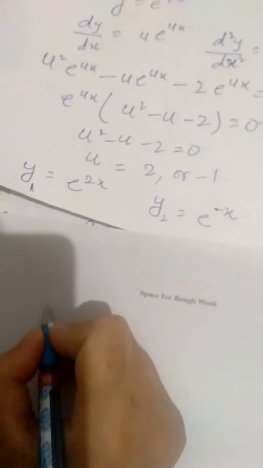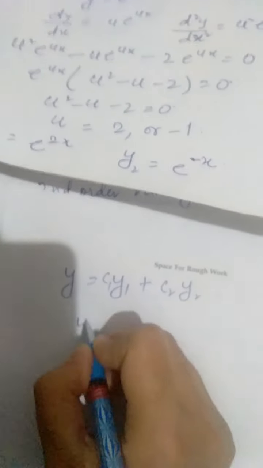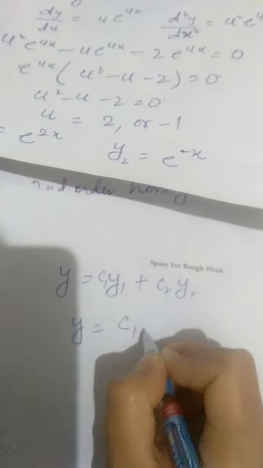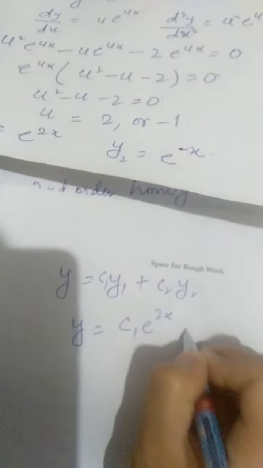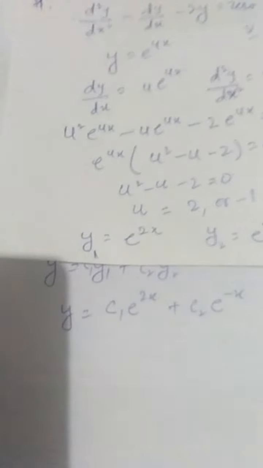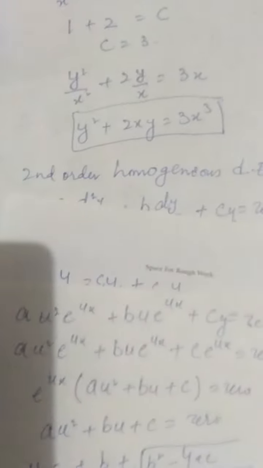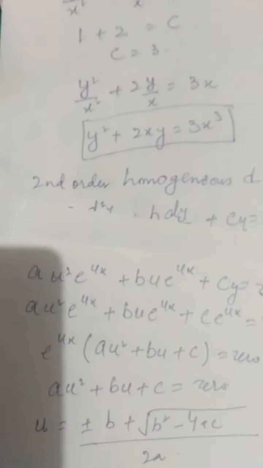So the final solution is y is equal to c1 times y1 plus c2 times y2, where c1 and c2 are again some constants. So the final solution is c1 times e to the power 2x plus c2 times e to the power minus x. So this is the solution of this differential equation. So I hope that gives you a basic idea of homogeneous differential equations. So that's all.